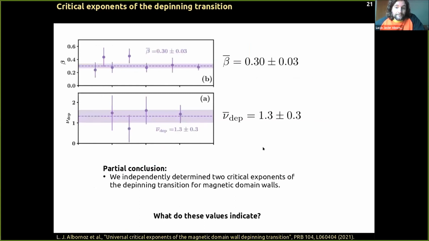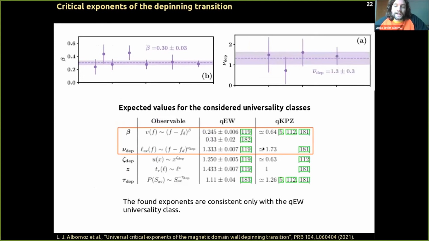Then now we compare this with the expected values of the critical exponents that I have shown you before. And as we can see, the Kardar-Parisi-Zhang... the quenched Edwards-Wilkinson universality class is the one that successfully describes the behavior we have observed, because the values of the critical exponents are in accordance with these values and not with these ones.